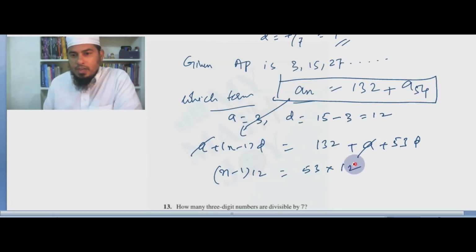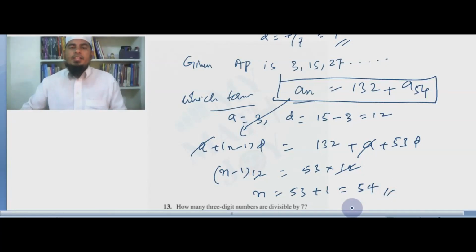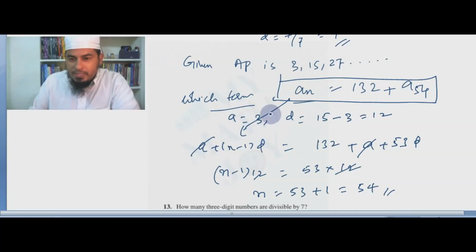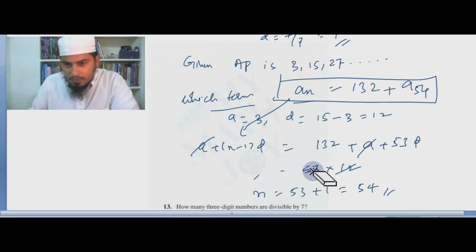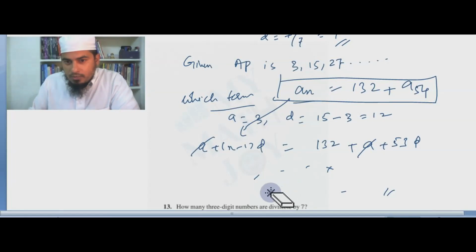So luckily we got 12 and 12 also gets cancelled. n is 53 minus 1, transfer to the right side plus 1, 54. We got a splendid simplification and got the answer easily. a got cancelled, n minus 1 d as it is we wrote in the next step. Here the mistake is we cannot do it this way. Where is the mistake? We left out 132, so we will not get this answer.